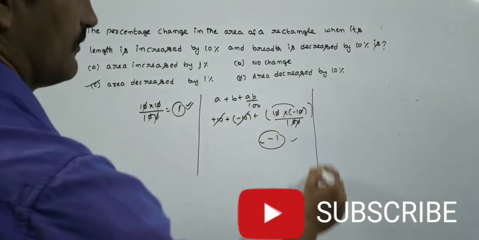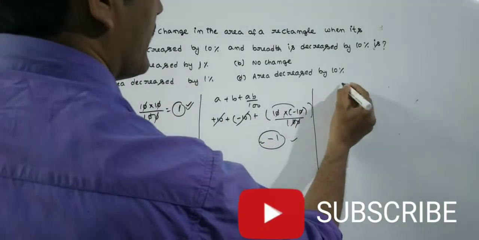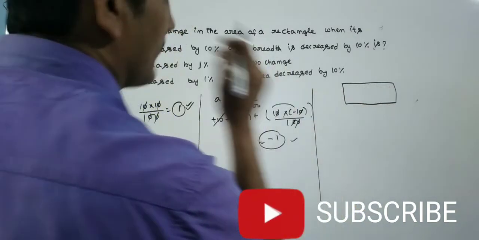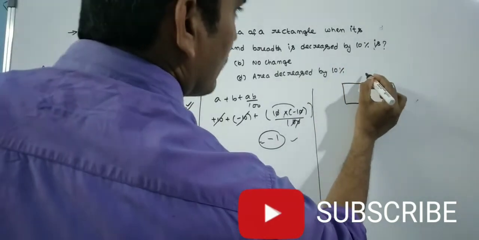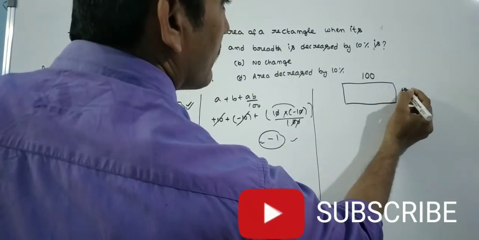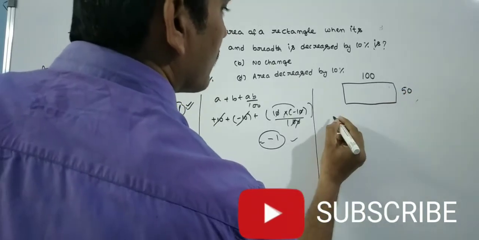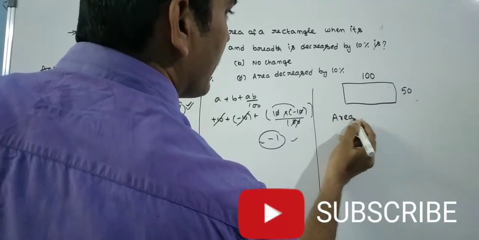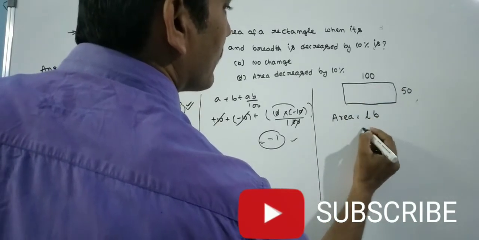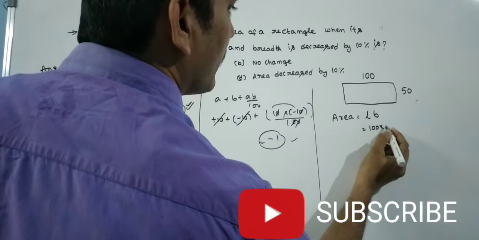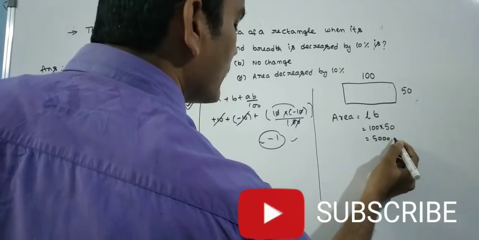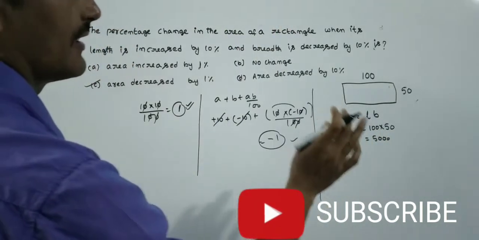Then I will tell you the example. We don't know the area of the rectangle. See friends, this is the rectangle. Suppose you think length is 100, breadth is 50. Now we will find the area. Area is equal to length into breadth. That means 100 into 50 equals 5000. See friends, this is the example I am telling for understanding.